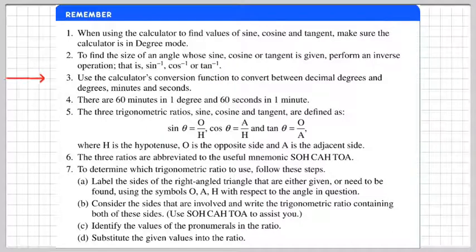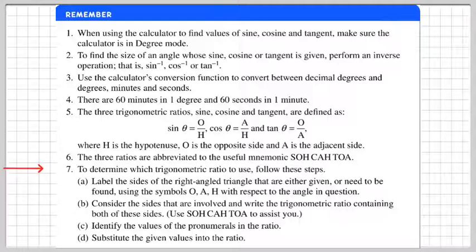Use the calculator's conversion function to convert between decimal degrees and degrees, minutes and seconds. I used that DMS function, from the book. There are 60 minutes in a degree and 60 seconds in a minute. And the three trig ratios you know are SO, CA, TOA. The three ratios are abbreviated to SO, CA, TOA, of course they are.